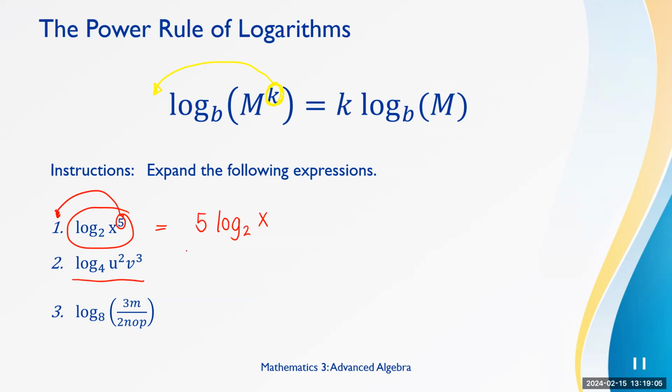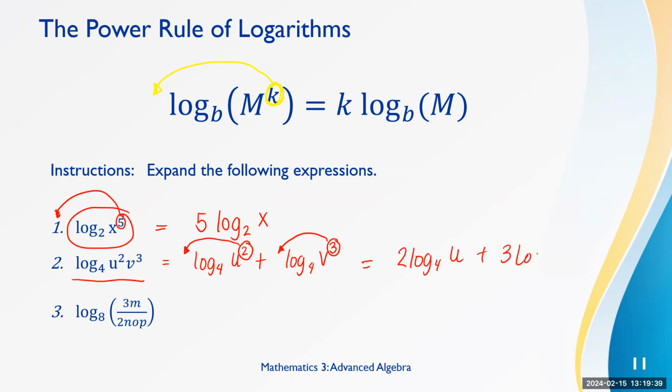So for number 2, I can first write this single log as log base 4 of u squared plus log base 4 of v cubed. Again, I just applied the product rule. And then applying further the power rule, the exponent 2 can be placed outside, and the same goes for the exponent 3. So this becomes 2 log base 4 of u plus 3 log base 4 of v.